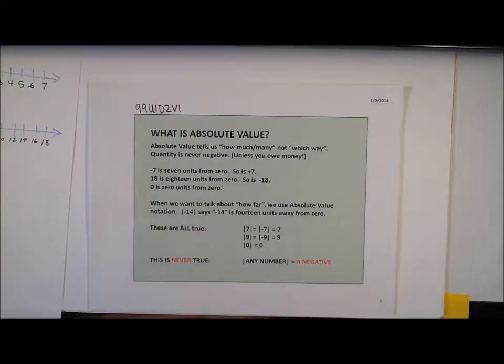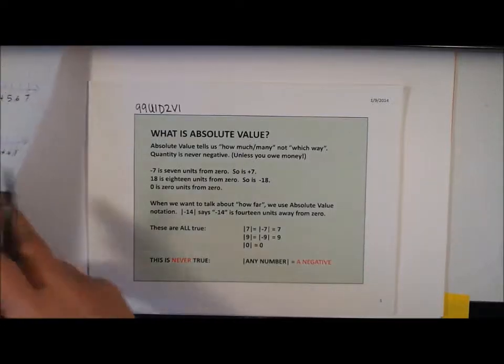This is video number 1 for day 2 in Math 099, and we're talking about absolute value. What is absolute value? Well, basically what it does is it tells us how many or how much, as opposed to which way. It's a quantity, and quantities are never negative unless you owe money. Now let's take a look at a number line.